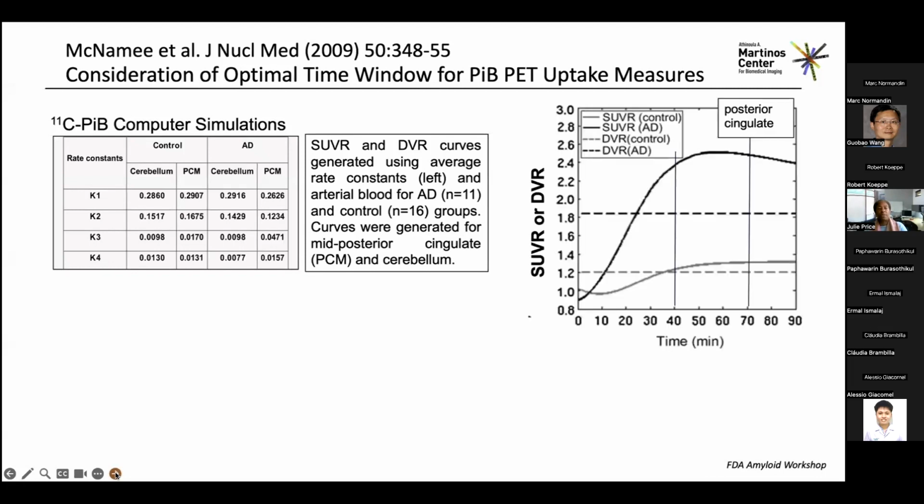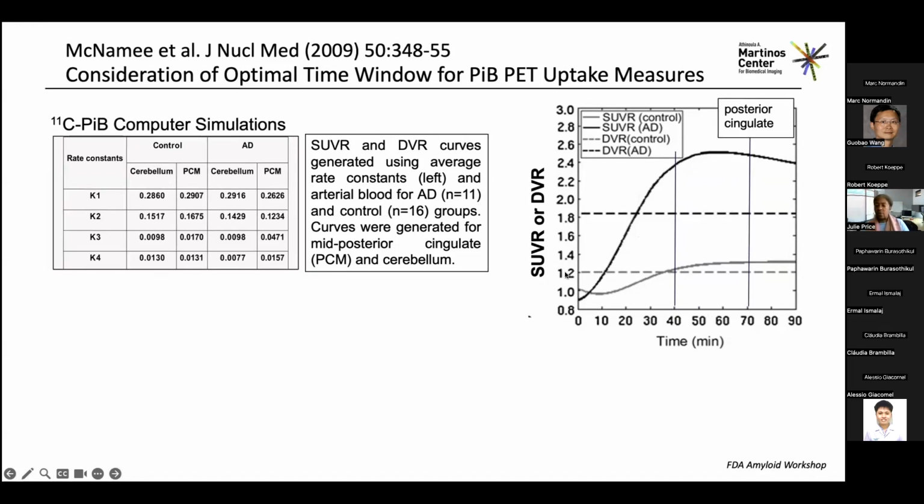So I just wanted to say a little bit more about the SUVR. This is an example of computer simulations that we performed using average parameters. We looked at the DVR with blood. These are the DVR values that we calculated for an AD subject and a control. And then we computed the SUVR over the time period. You can see how the SUVR in this case overestimated the DVR. And for a control, it's much less so.